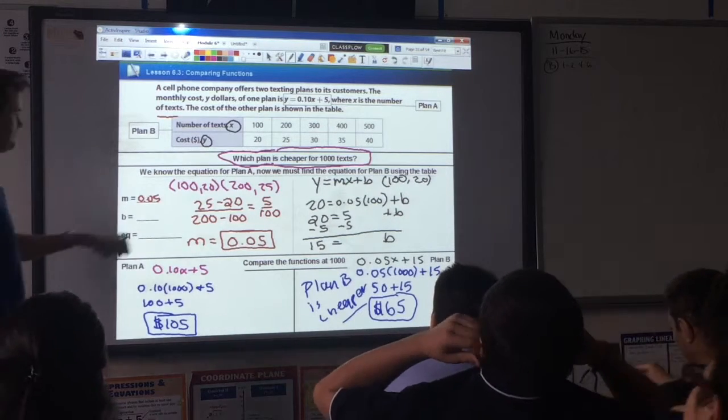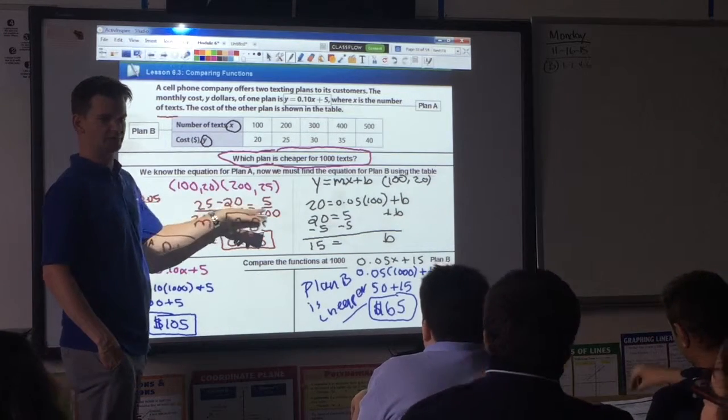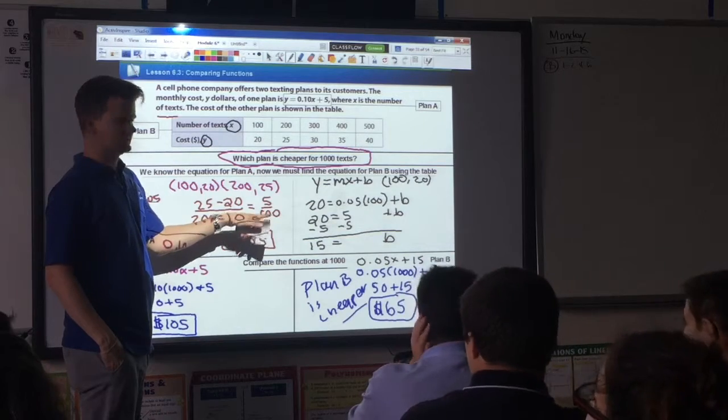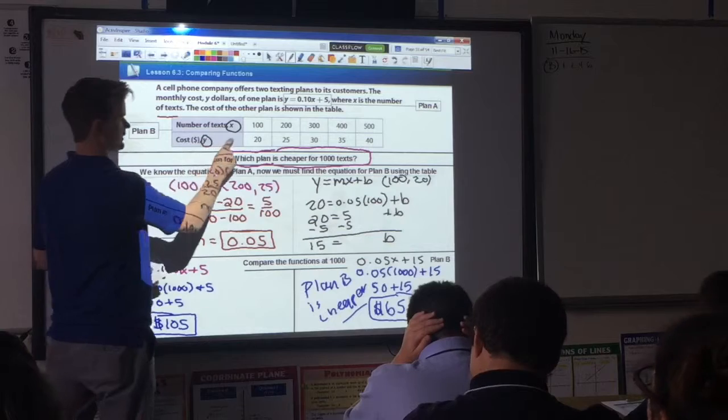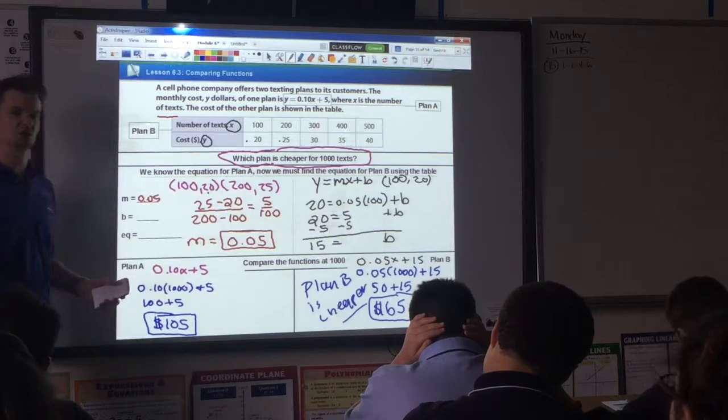How come the 25 minus 20 is fine? Because these are the y values. See here, y values 20 and 25. Isn't that y2 minus y1?